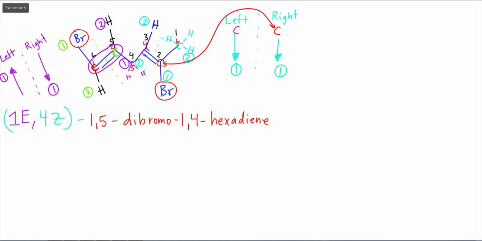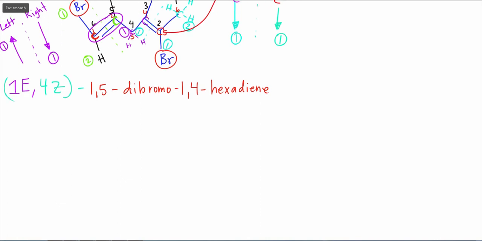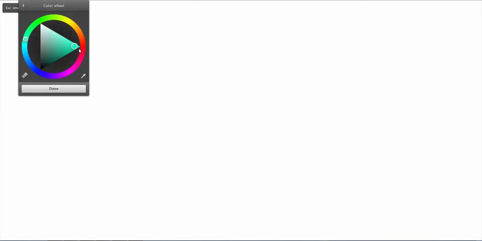Now let's try another example with 2 double bonds. So for every double bond, you potentially have the possibility of having an EZ notation. There are cases, when we talk about levels of substitution, where you would not have EZ notation.